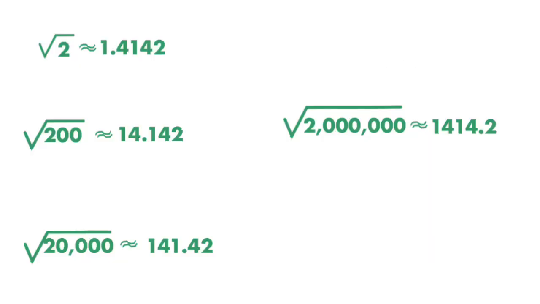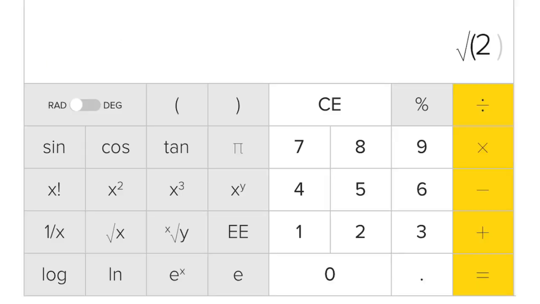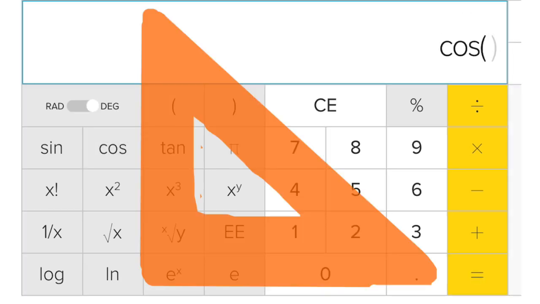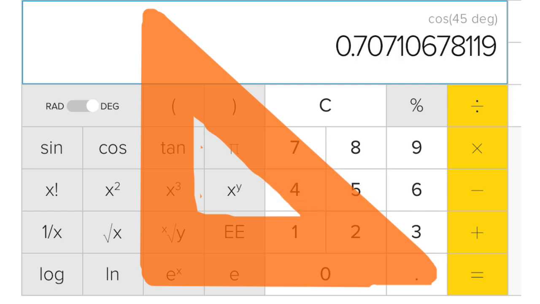Notice this works with an even number of zeros. What about an odd number of zeros? For that, you have to know the square root of 20. And if you're saying, what's up with this memorizing? In geometry, we learned the cosine of 45 real quick.